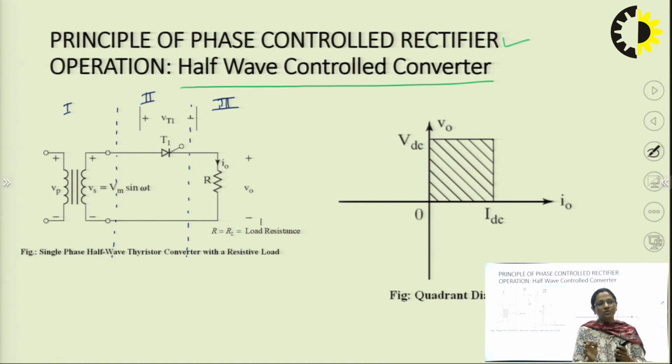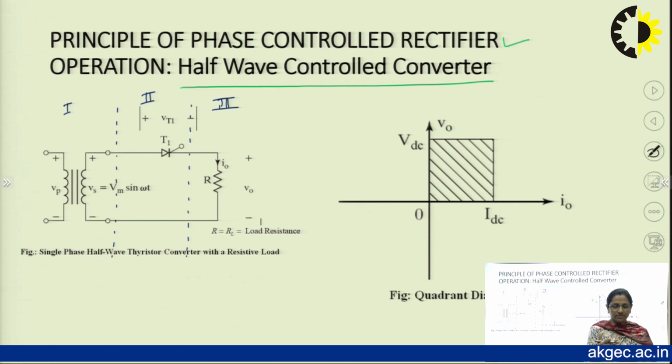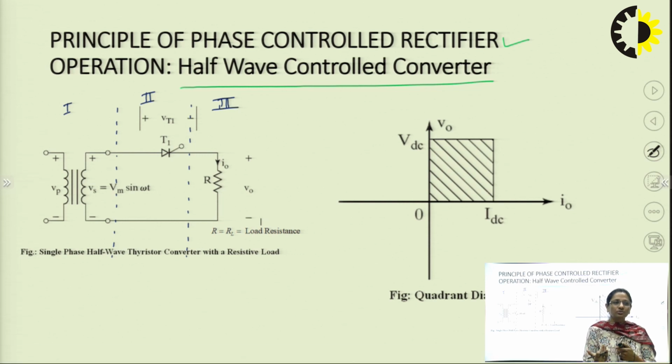You are always going to have the first section as the supply section, the last section as the load section, and the middle section is going to be your converter section. Let it be an AC to DC converter, a DC to DC converter, a DC to AC converter, or an AC to AC converter. In every type of converter circuit, the first section is always the supply section, the second section is the converter section, and the last section is the load section.